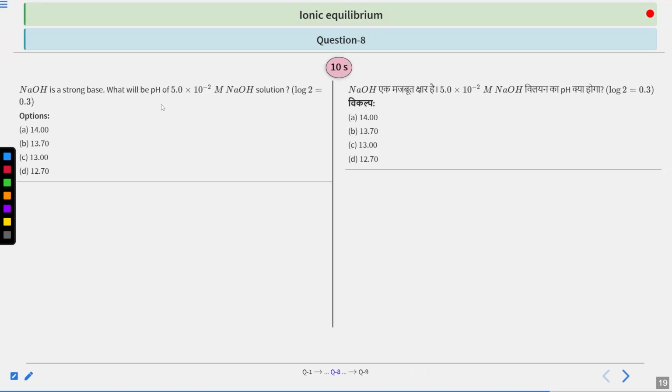Next question. NaOH is a strong base. What will be the pH of 5 into 10 to the power minus 2 molar NaOH solution, given that log 2 value is 0.3? Your options are A 14, B 13.70, C 13.0, and D 12.70. Your time to solve this question starts now.